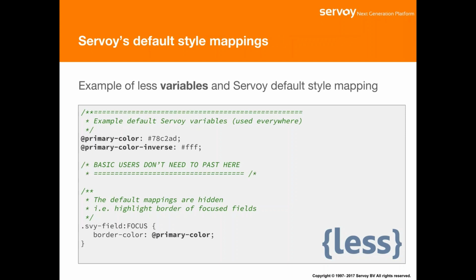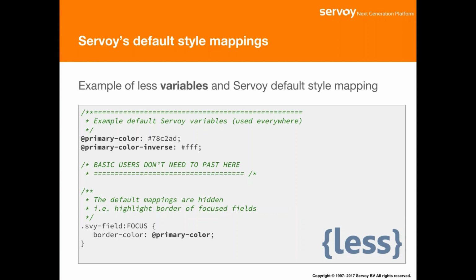An example of what this looks like: in the first example, where I showed you just reskinning the application without actually writing any new files or any new CSS or LESS, is changing one of the values of those variables. So you go to that Servoy default theme LESS file, and you look at something like primary color, and you just change the value, and that's what I did in the example.